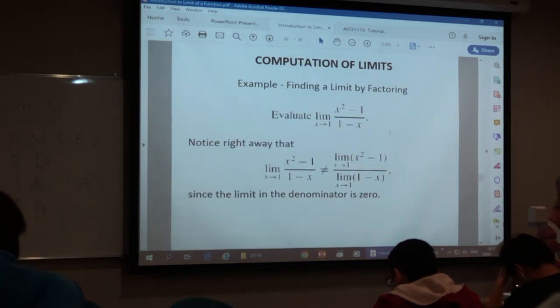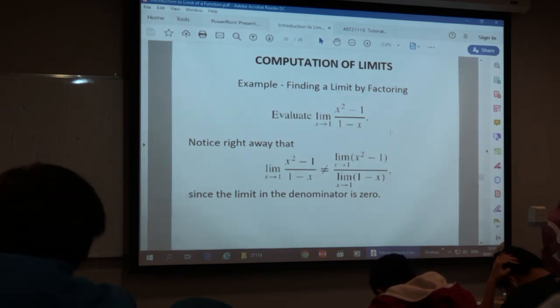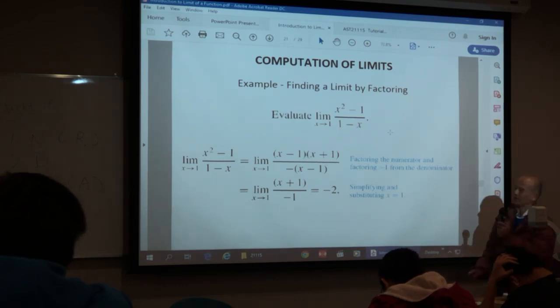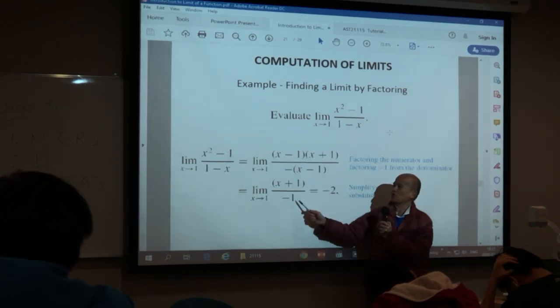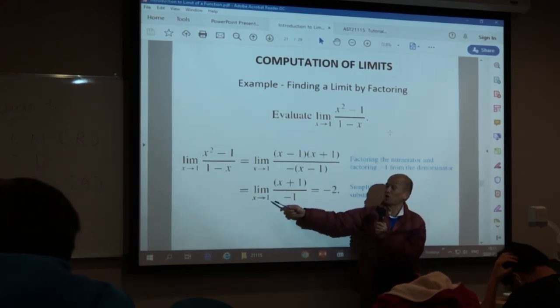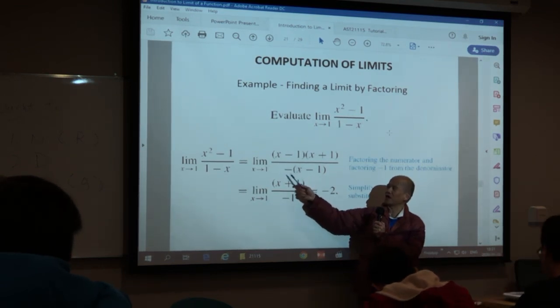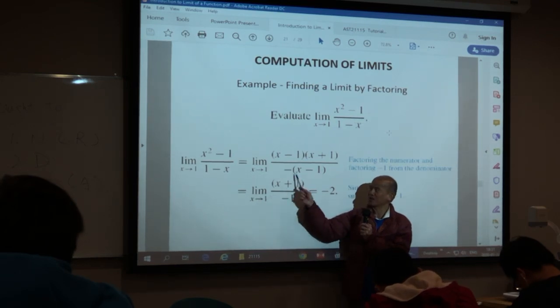This one, we see, if we apply the rule, the denominator will be zero. So we do not apply the rule directly. Instead, we just factorize the numerator and then cancel out, so that the denominator does not have the problem. And when would it have a problem? It is when x equals 1. However, we are talking about the limit as x tends to 1, which means x is not 1.